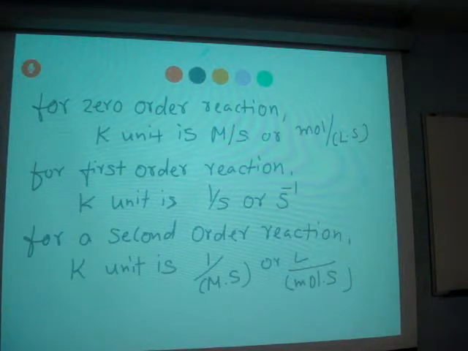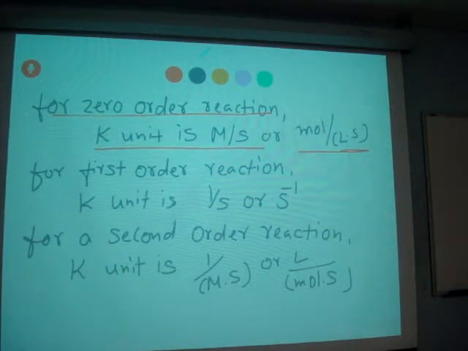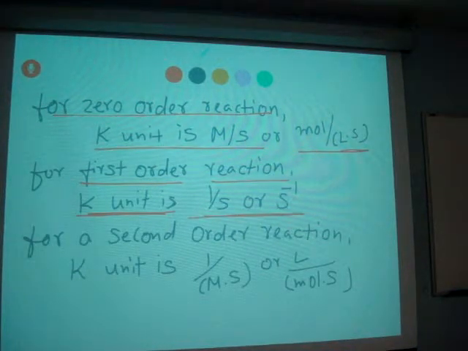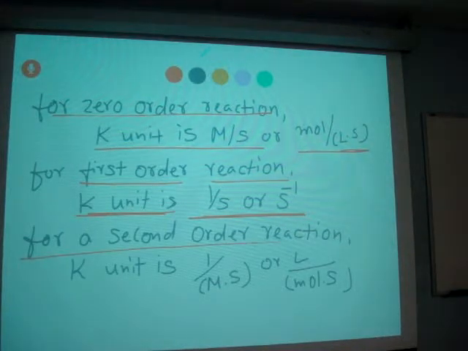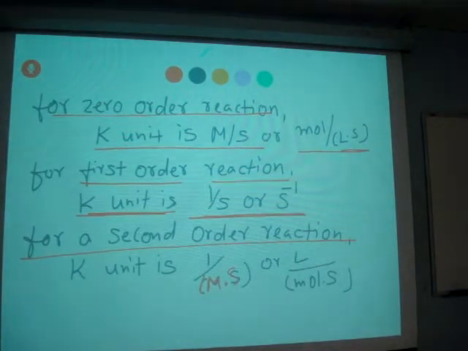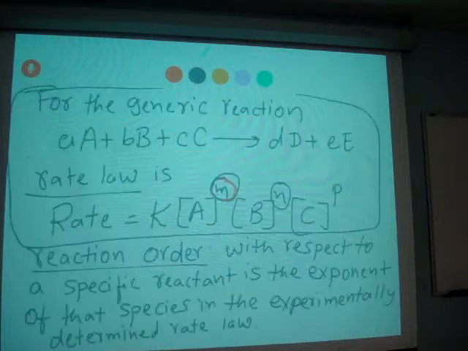Now for a zero order reaction, the K unit is molarity per second, or mole per liter second. For a first order reaction, the K unit is 1 over second, or second inverse. And for a second order reaction, the K unit is 1 over molarity times second, or liter over mole times second. So you see the K value for first, second and third order, the units are different.